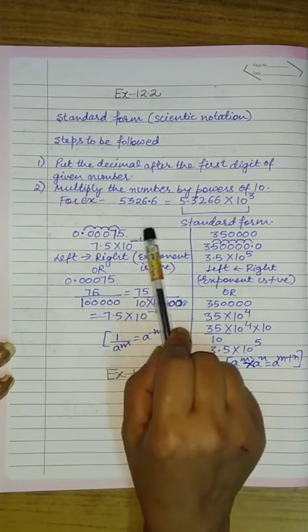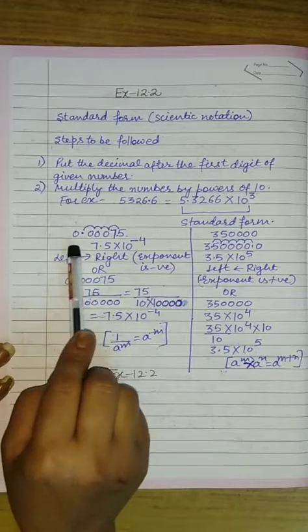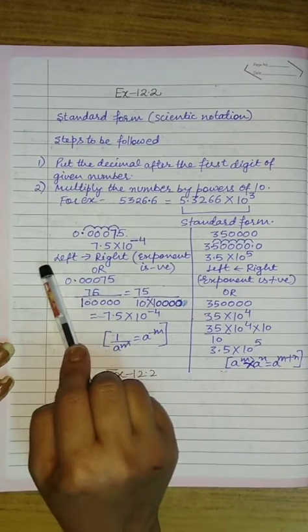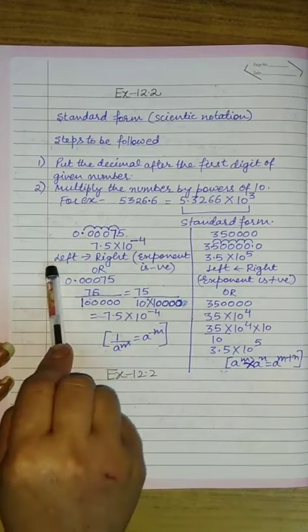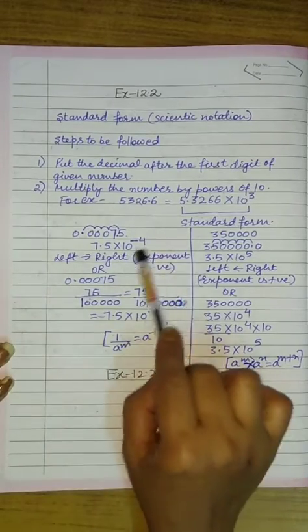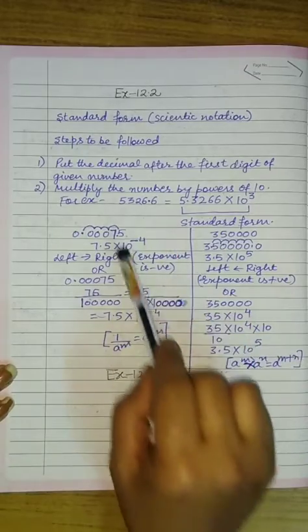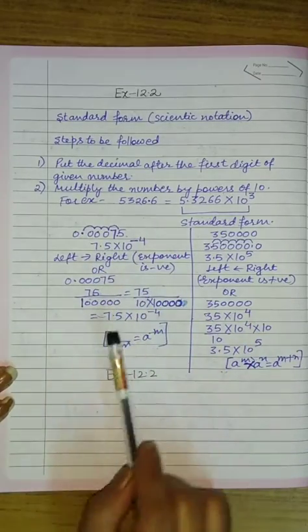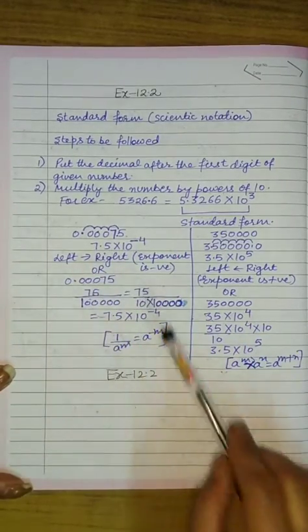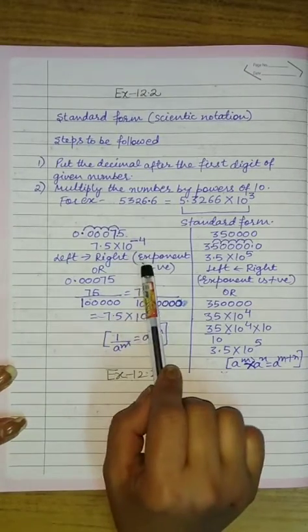Why have I written the exponent negative? Because the decimal is shifted from left to right. So when the decimal is shifted from left to right, the exponent will be negative. So how did I get this? I will explain the same number by another method, but in the exercise you can use this direct method.